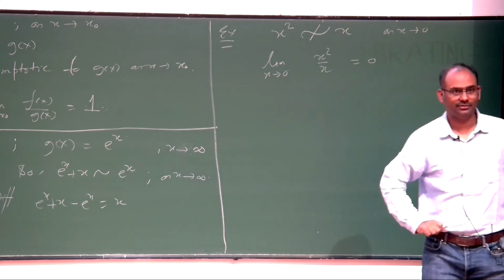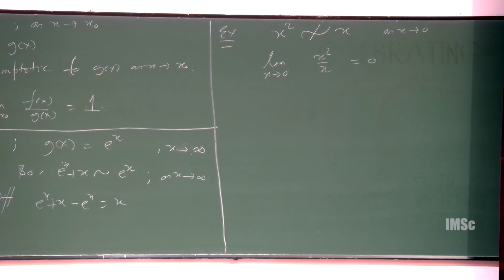I should have gotten 1 according to my definition. So two functions can be asymptotic to each other even while the difference is going to infinity, and they may be not asymptotic to each other even though they are approximately equal at a certain point. So this is a little counterintuitive if we are not already used to this definition.